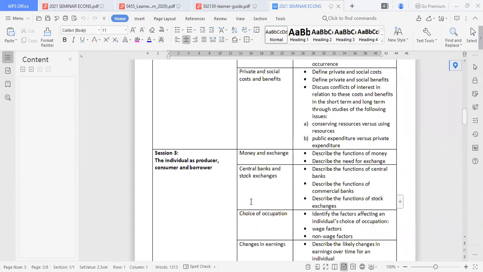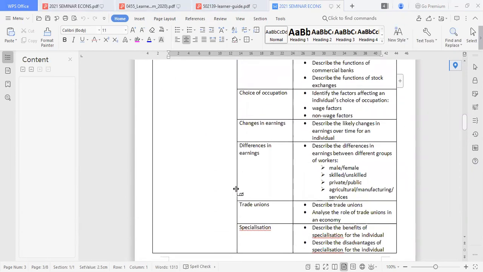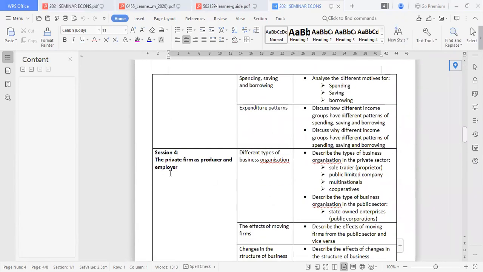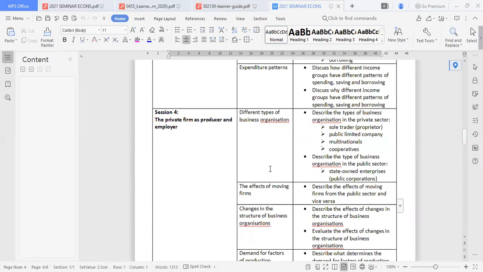All right. If we say section 3, the individual as producers and consumers, all right, money, different earnings, trade unions, specialization. And section 4, the firm, private firms as the producers and employers, different types of business organization, the effect of moving firms, all right.